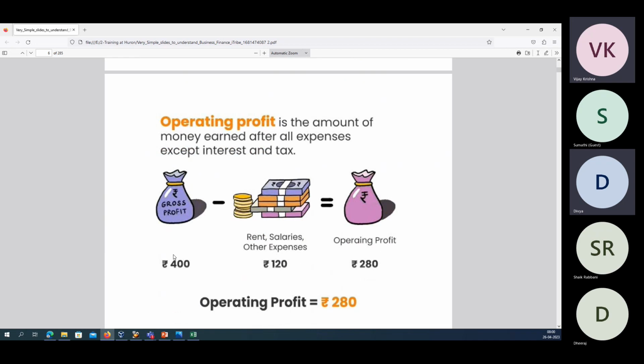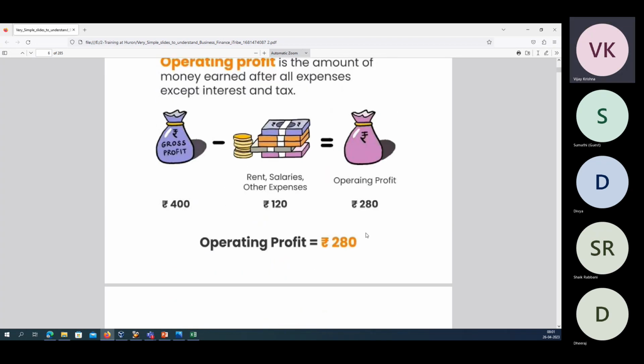So we are left with 400 rupees, minus your operating expenses. The operating expenses can be rent, salaries, other expenses, telephone bill, electricity bill, internet bill, gas bill, and everything. Those are your operating expenses. So 400 minus 120 is your operating profit. This 280 rupees is only your operating profit. From this operating profit, we deduct your depreciation and your income taxes, then you get your net income. Okay, understood? So you have to understand this terminology.